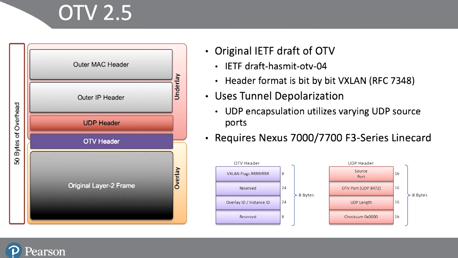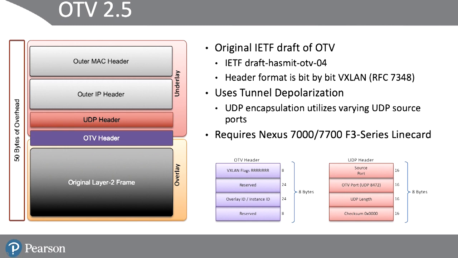Let's now look at the details of the OTV header. It is a 50-byte header and it is defined in the IETF draft. It is pretty similar to the VXLAN header, which is defined in RFC 7348. OTV 2.5 uses UDP encapsulation. With UDP encapsulation, we can utilize varying UDP source ports. The destination port for UDP is 8472. Note that for OTV 2.5, we require Nexus 7000 or Nexus 7700 series with F3 line cards.